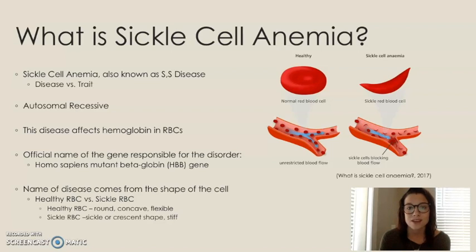Sickle cell anemia is also known as S disease. It is an autosomal recessive disorder, and the disease affects the hemoglobin in red blood cells, or RBCs. The official name of the gene responsible for this disorder is Homo sapiens mutant beta globin, or HBB gene. The name of the disease comes from the shape of the cell. There is a difference in shape, as you can see in the diagram, between a healthy red blood cell and a sickle cell anemia red blood cell.